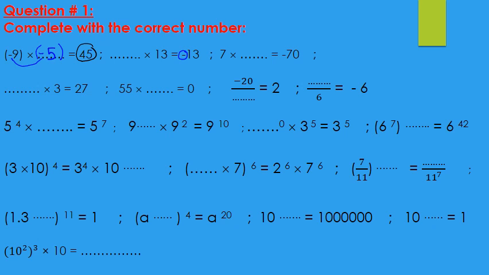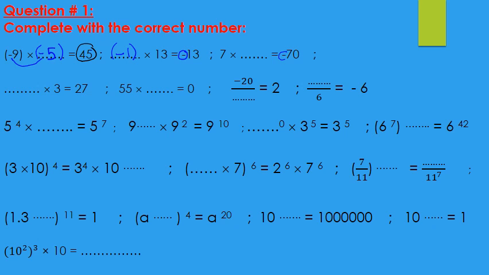Also the sign of the result is negative. The given number sign is positive. So what multiplied by positive gives us negative? A negative multiplied by a positive will give us a negative. What is multiplied by 13 and will give us 13? Minus 1 times 13 will give us minus 13.